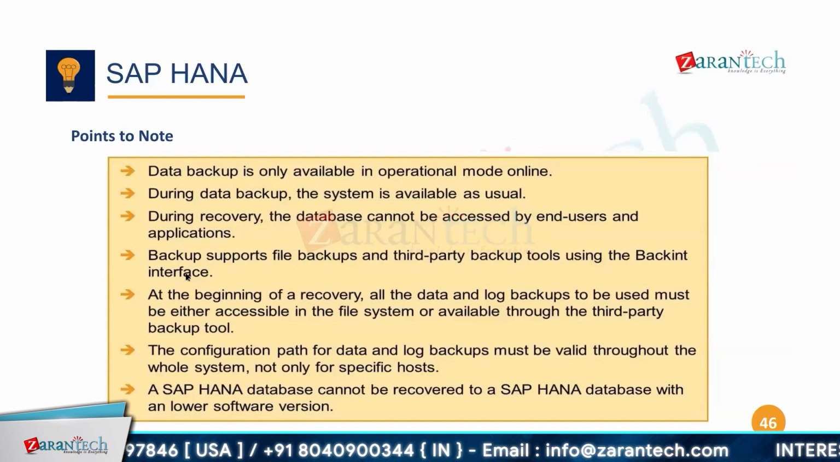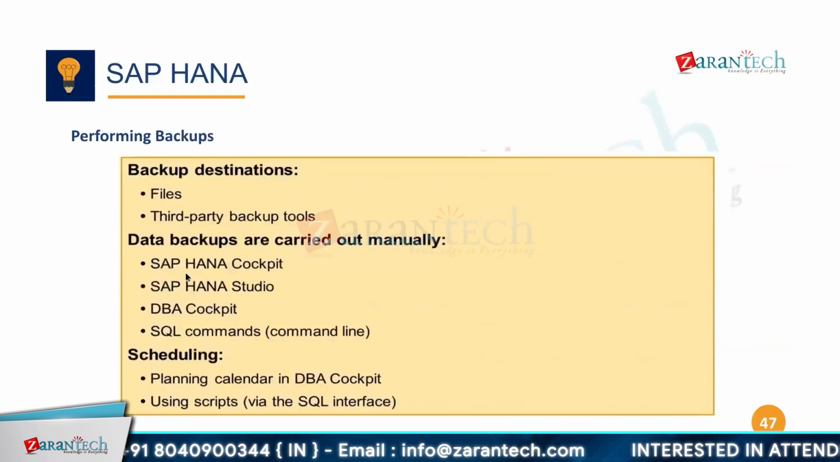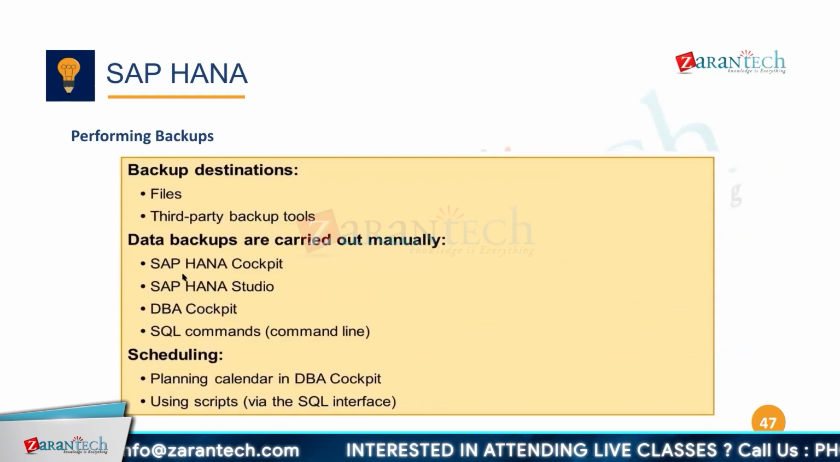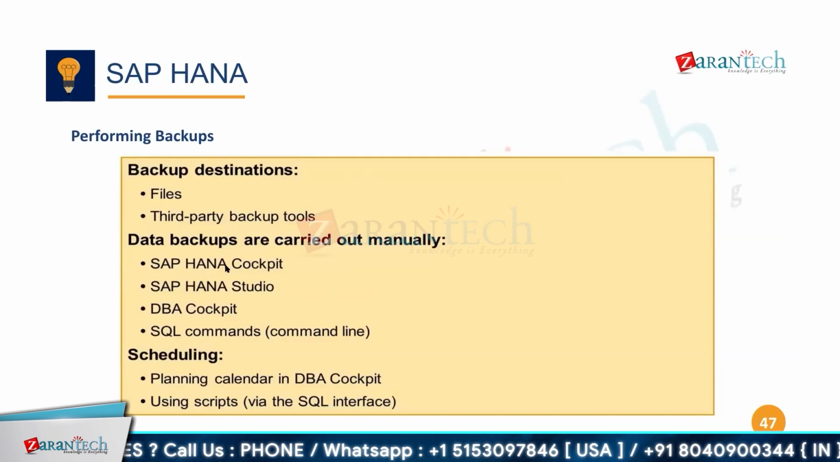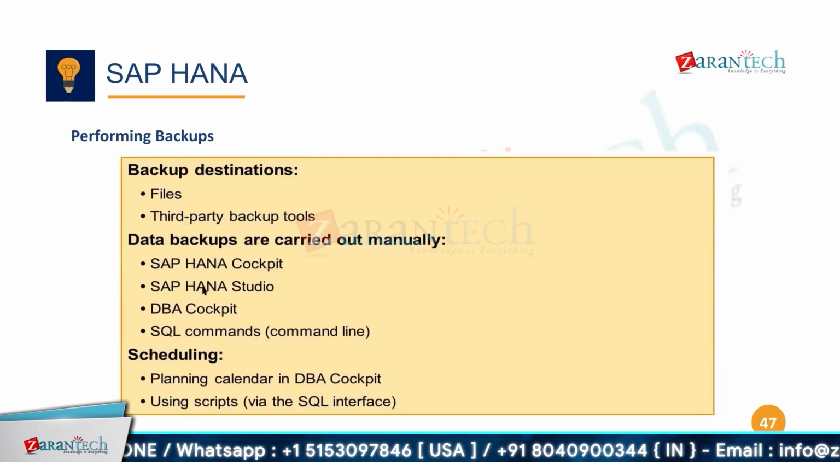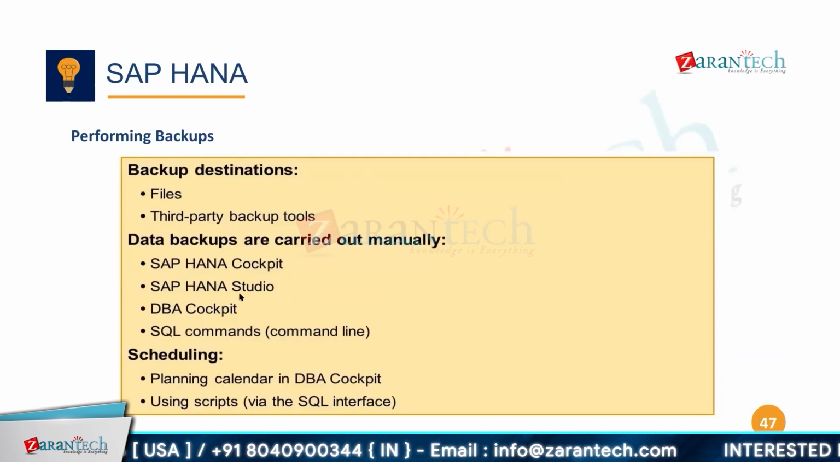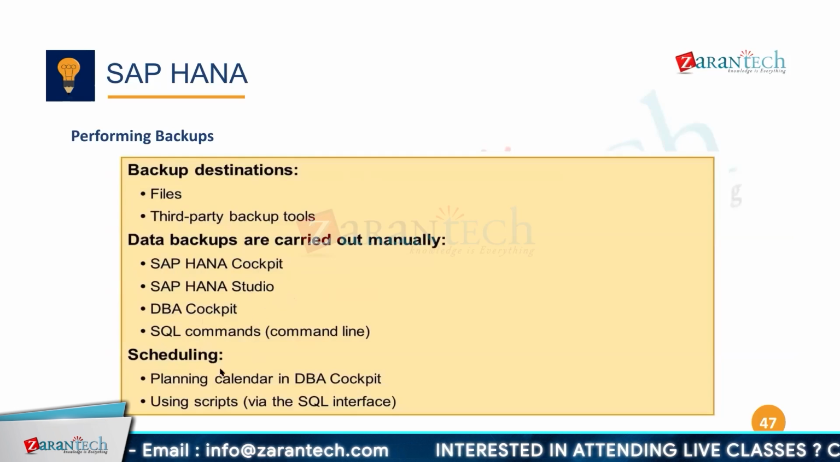Okay, so good. So backup destinations. As I said, it can be taken to files or you can use third-party backup tools. Data backups are carried out manually. SAP HANA Cockpit, SAP HANA Studio, DBA Cockpit, the system SQL command. These are the various tools which you use to trigger the backups. Planning calendar in DBA Cockpit, using script.